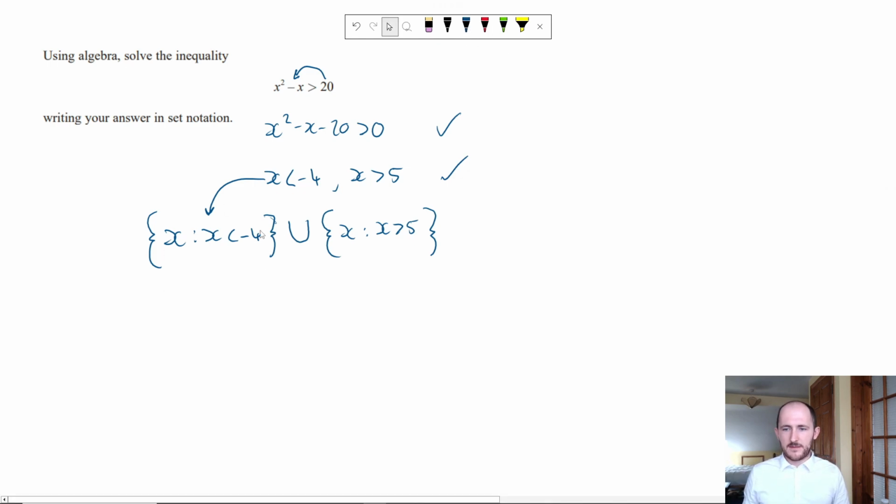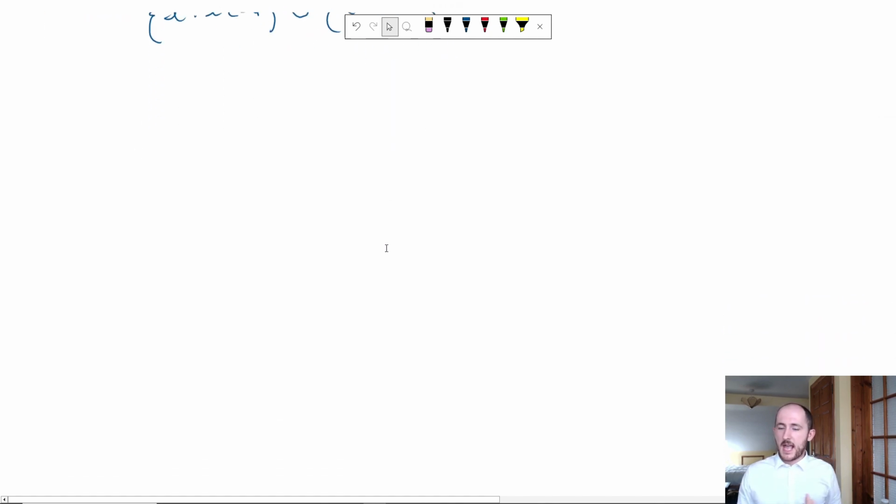So again, the reason why we have these curly braces is because we have this U shape, this or sign. And because we have that, we need to actually differentiate what we mean by or. Is it x is less than -4 or greater than 5? No. It's this whole thing or this whole thing. And that brings us to the end of the video.